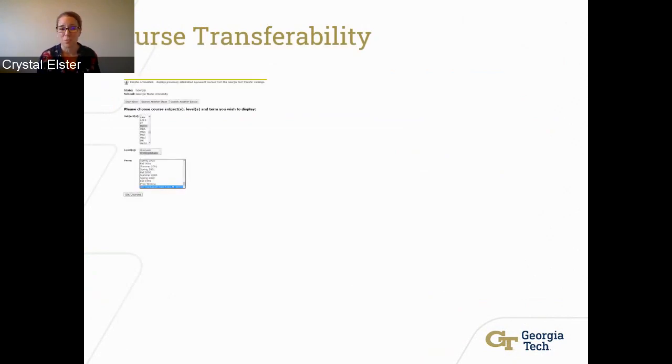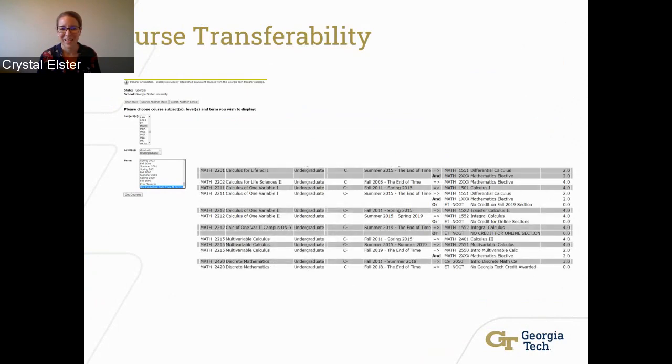From there, you will search for the course. You can also search for every course that's in that catalog if you wanted to select all. Then you're going to pick the term. I always encourage students to scroll down to the bottom and click all terms so that you can view every course and how it's transferred by term. Then you will get this page that will show you how the course is transferred to Georgia Tech.